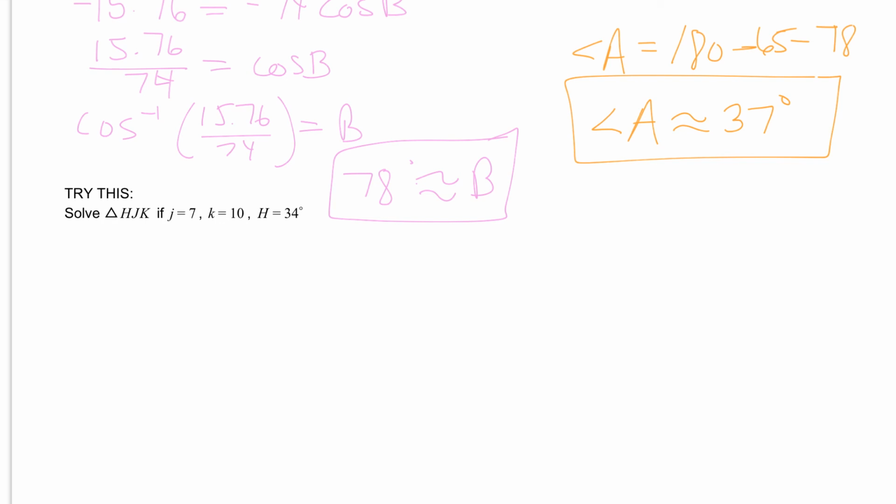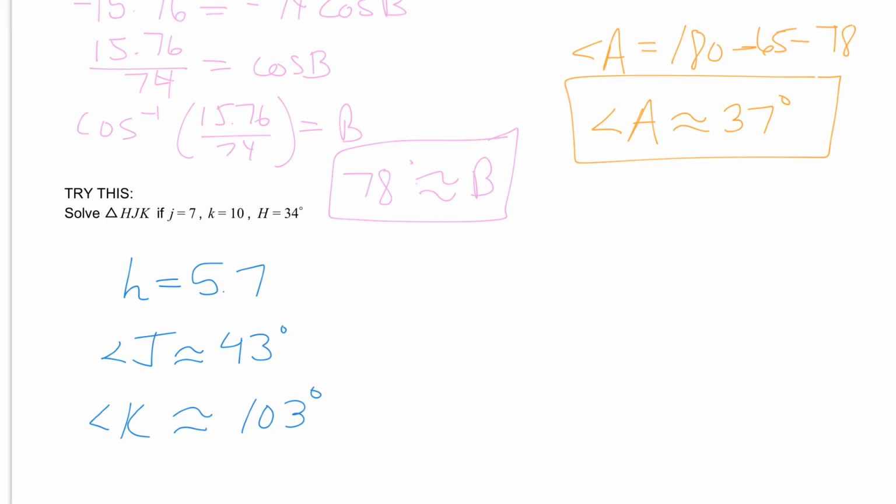If you did try this correctly, you should have gotten little h, side h, to be 5.7. You should have gotten angle J to be approximately 43 degrees. And you should have gotten angle K to be approximately 103 degrees. If you have any questions, please let me know.